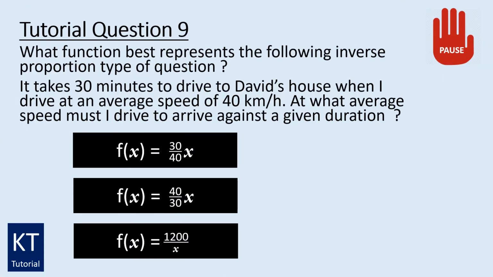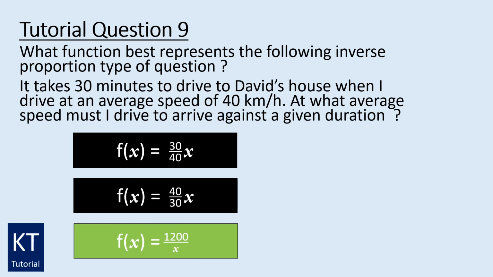Tutorial question 9. Do press the pause button now as required. What function best represents the following inverse proportion type of question? It takes 30 minutes to drive to David's house when I drive at an average speed of 40 kilometers per hour. At what average speed must I drive to arrive against a given duration? The last representation is the correct answer.